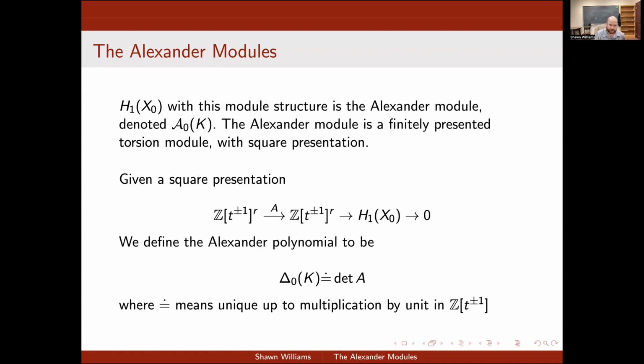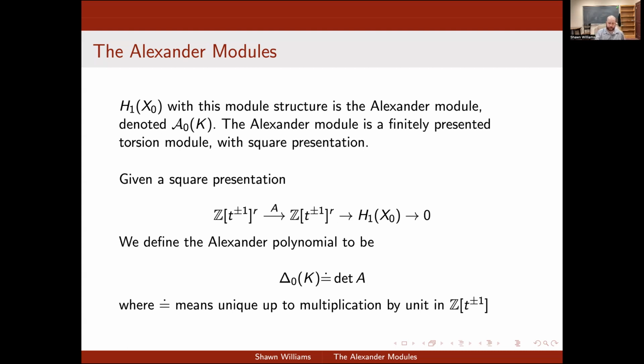And the second thing to note is that there is some indeterminacy in defining this Alexander polynomial. If we decide to take this to be the determinant of A, well, then we're going to have some variance in the Alexander polynomial we get depending on what presentation we choose. So here we account for this by using this equal sign with a dot on top of it. And in the context of this classical Alexander polynomial, this means that the polynomial is unique up to multiplication by a unit in our ring Z[t, t inverse].